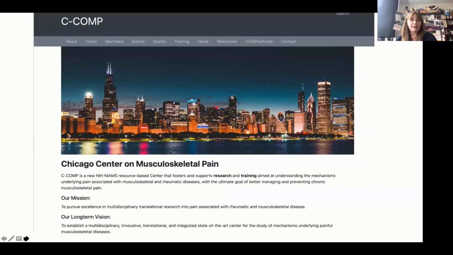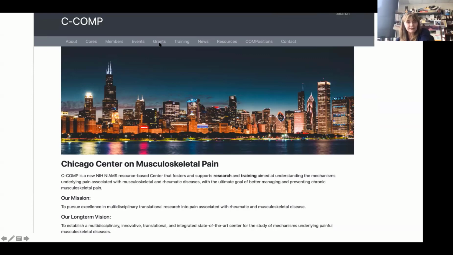Now, I would just like to end that I'm very happy to announce that a few weeks ago, we were awarded a large center grant from the NIAMS to establish a new center, the Chicago Center on Musculoskeletal Pain. This is its website under construction, and we hope to go live in about a month or so. Those of you who are interested, we will be offering different resources, many of the techniques and many more that I have mentioned here to study pain, not just in osteoarthritis, but all types of arthritis and musculoskeletal pain.